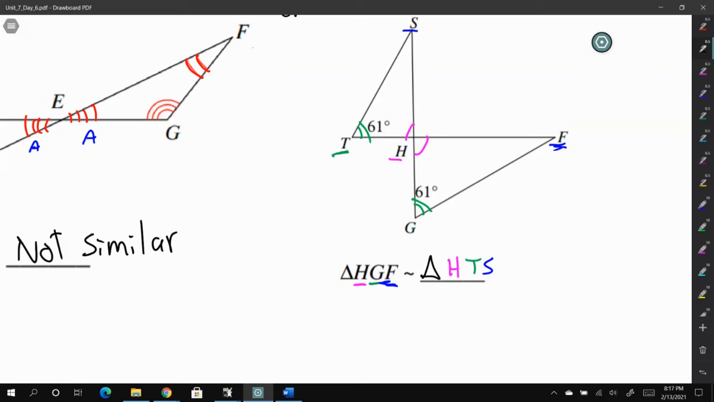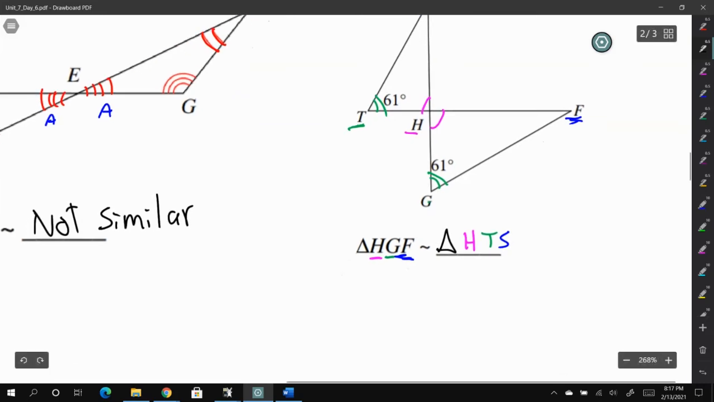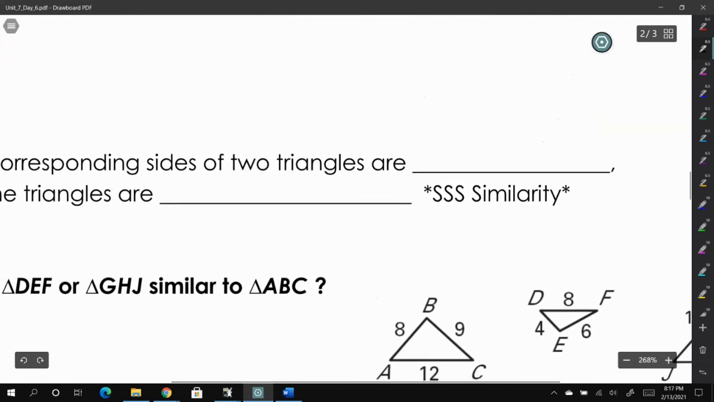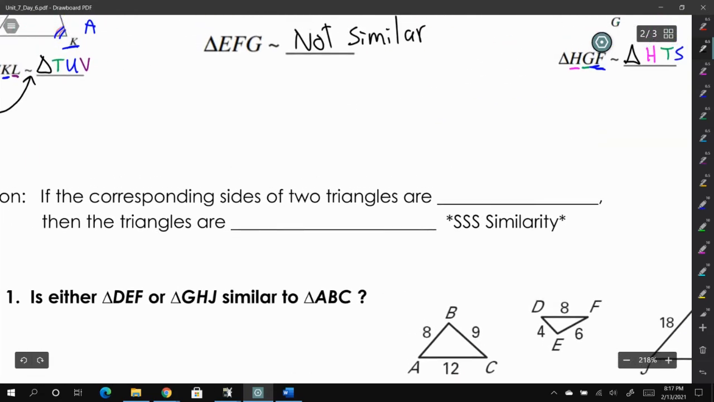Okay, so angle, angle is the first similarity statement. It's probably the easiest one to recognize because you don't really have to do much math to figure it out. Now, the next one we'll talk about is called side-side-side similarity, which is different than side-side-side congruency. And there's a difference. You can't just say side-side-side because I don't know if you're talking about congruence or similarity.